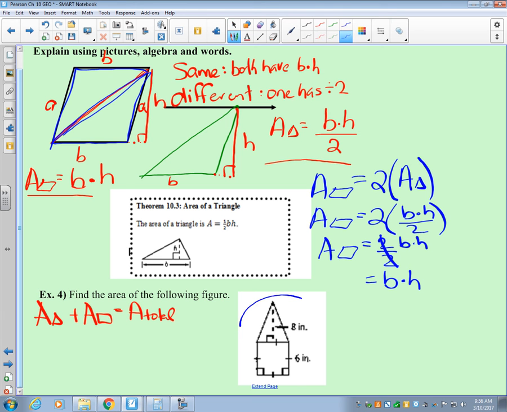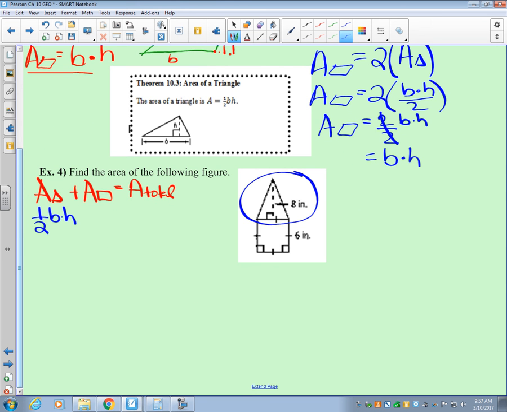So let's find the area of this triangle first. Let's put the area formula down: 1/2 base times height. Justin, what's the base of this triangle here? 6. If this is a square, all the sides are 6, then that means this base of our triangle is also 6. So it's going to be 1/2 times 6 times 8. 6 times 8 is 48. 48 divided by 2 is 24.